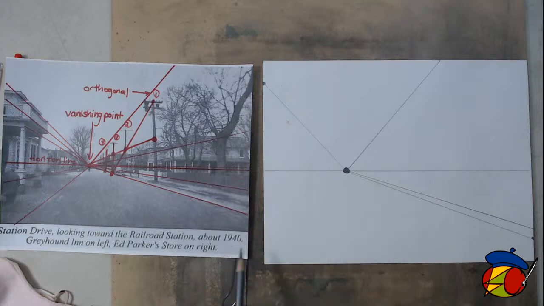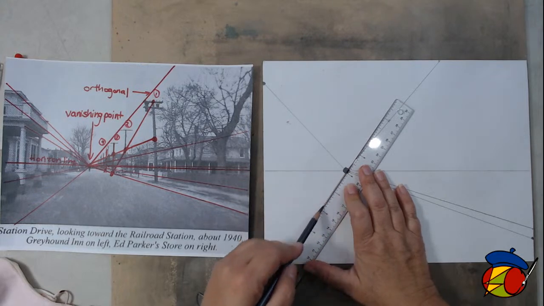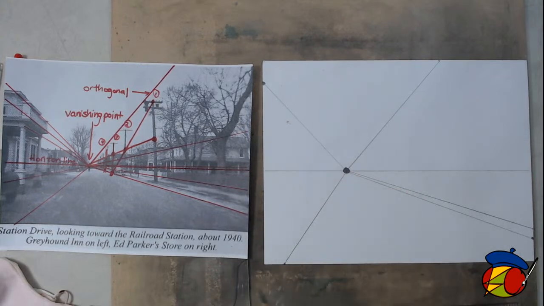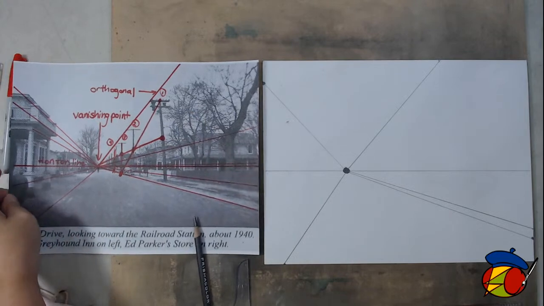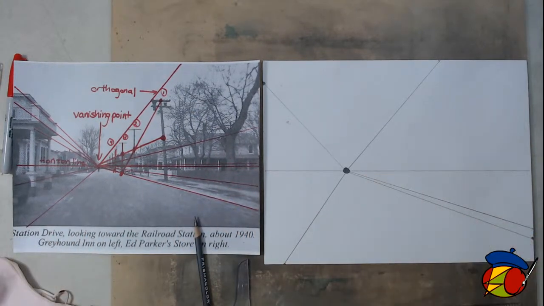Oh, and let's go to where the shoulder is on the left. I'm going to draw another orthogonal there. So what we're doing now is recreating the orthogonals that we had drawn out from our reference photo, and we're transferring them over to our blank piece of paper so that we can replicate this scene from scratch.